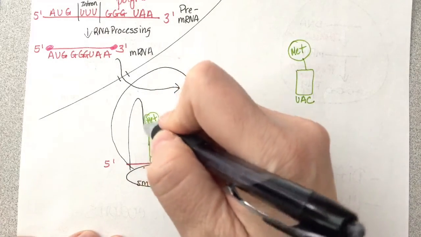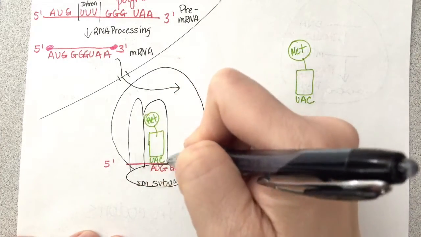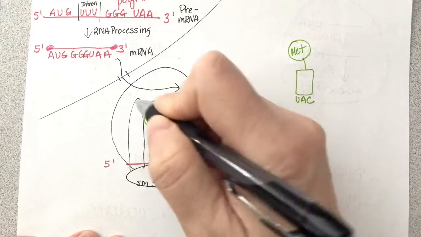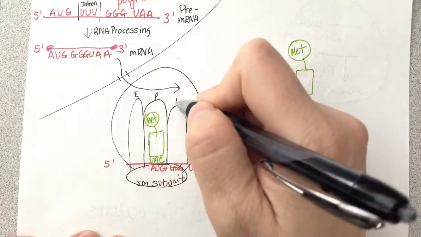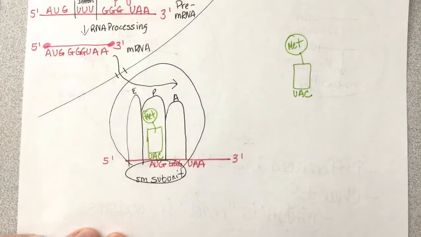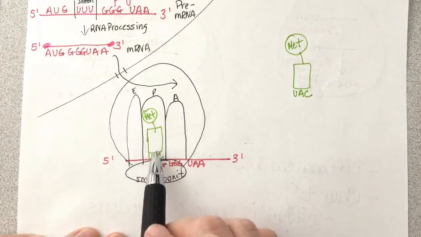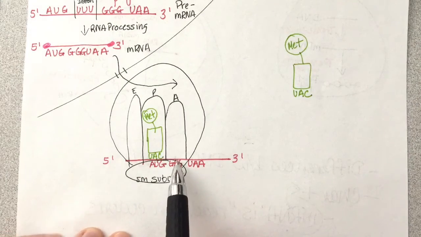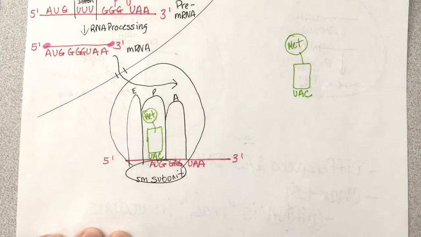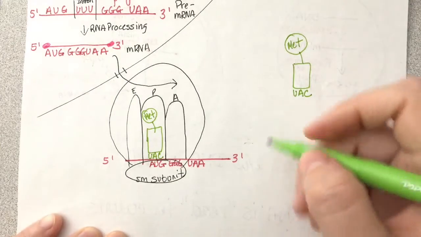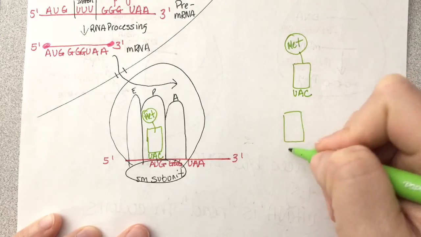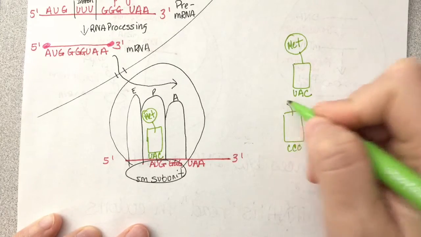Large subunit has 3 sites: the E, P, A. E is just the exit site. So now your first amino acid is in the P site. So now that leaves the A site with the second codon open. So therefore there's a tRNA that has CCC attached to it.